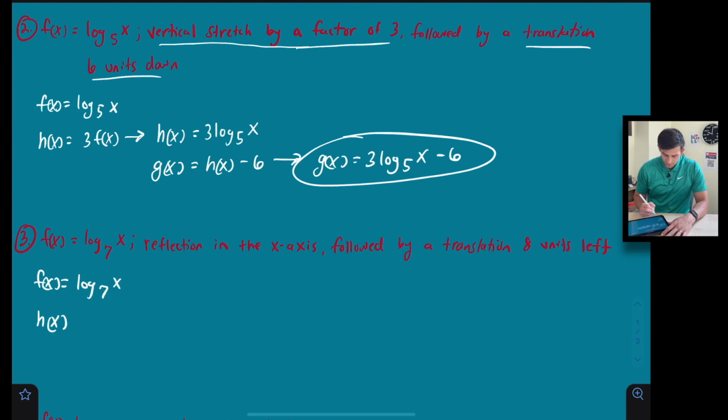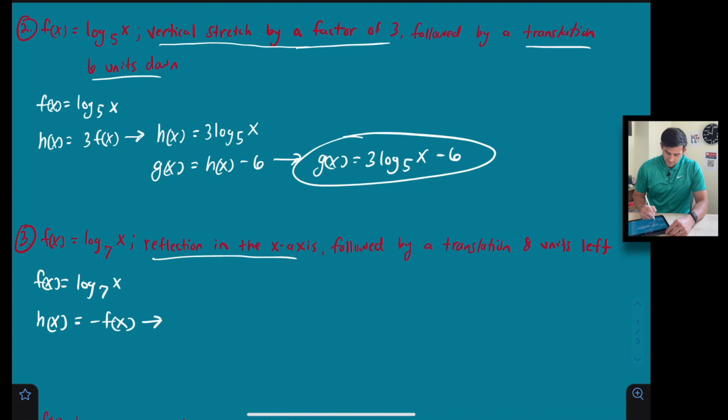And let's go straight to h of x, and we're going to reflect in the x-axis. So remember with reflections, whatever axis you're reflecting, you're going to make the opposite axis or the opposite coordinate negative. So here we're going to say, if we're reflecting over the x-axis, we're going to make y opposite, so the opposite of f of x.